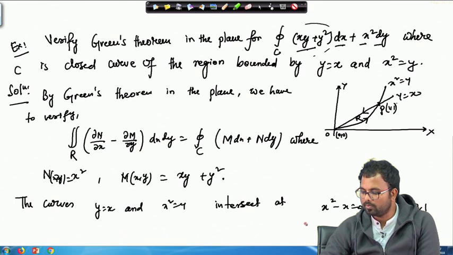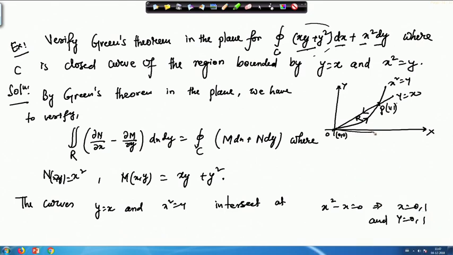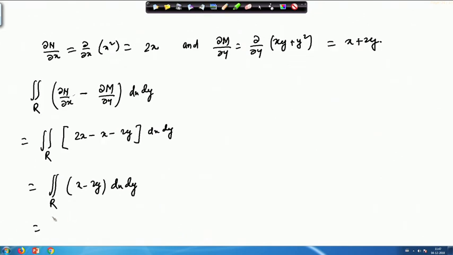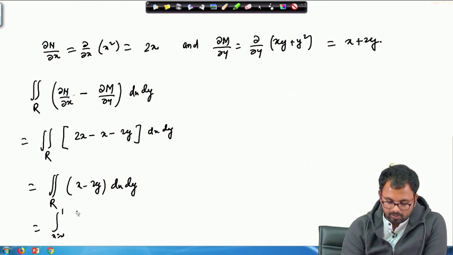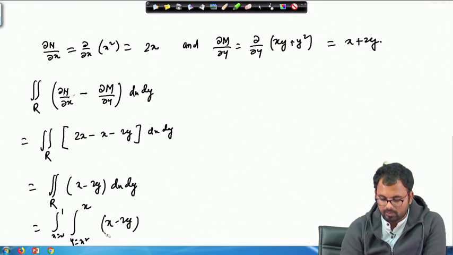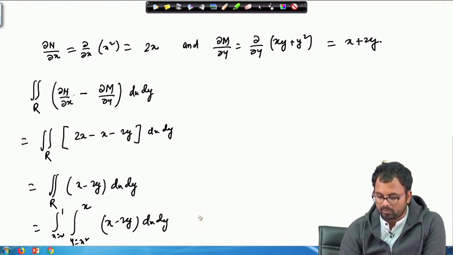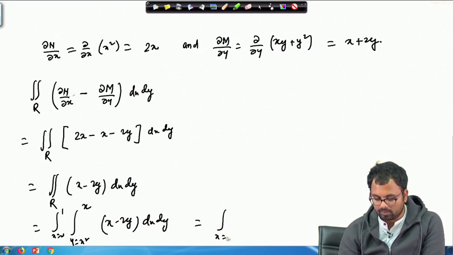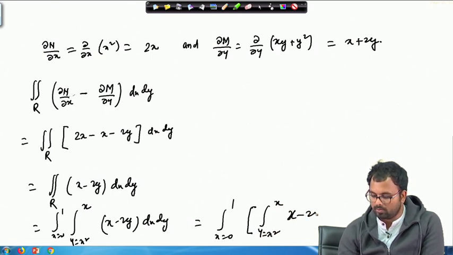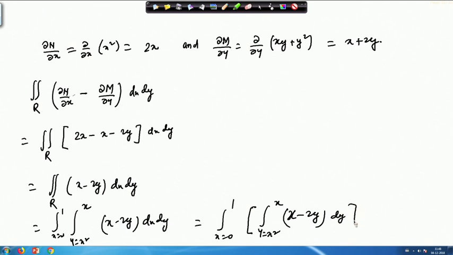And now, in the region R, x is varying from 0 to 1, and y is varying from x squared to x, right. So, let me write those limits here. So, x is varying from 0 to 1 and y is varying from x squared to x, of x minus 2y dx dy. So, we first integrate with respect to y. So, this will be the integral of x running from 0 to 1, then the integral of y running from x squared to x, of x minus 2y dy and then dx.